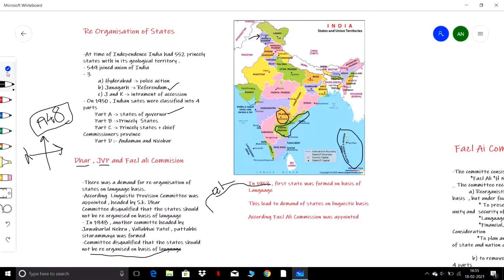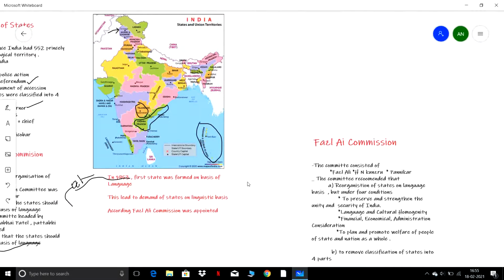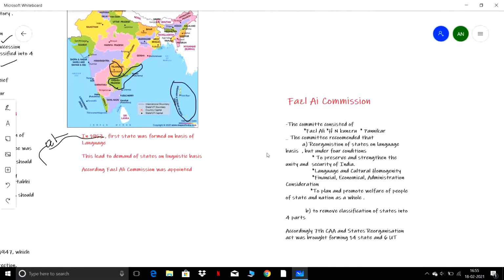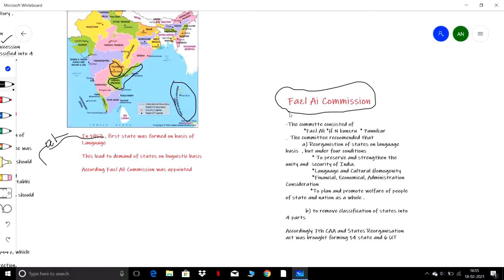Now let's see how language was considered as a basis for reorganization of states and what committee was appointed for that. The Fazl Ali Commission, this is very important. It was appointed in 1953, when Andhra Pradesh was formed and the demand increased for the formation of states on the basis of language. The Fazl Ali Commission consisted of three persons: Fazl Ali, Kunzru, and Panikkar. The committee gave the following recommendations.